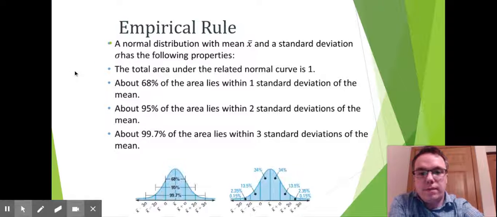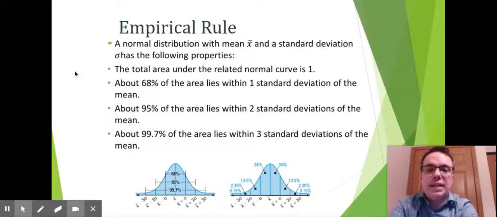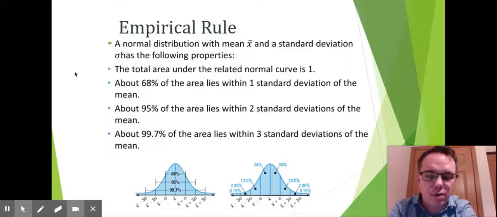So on this slide, you're going to want to write down what the empirical rule is. I'm going to stop talking for a moment so you can pause the video and write down anything you need to. If the picture is too small for you, I do have another slide with the picture bigger for you and an explanation of how the picture works.